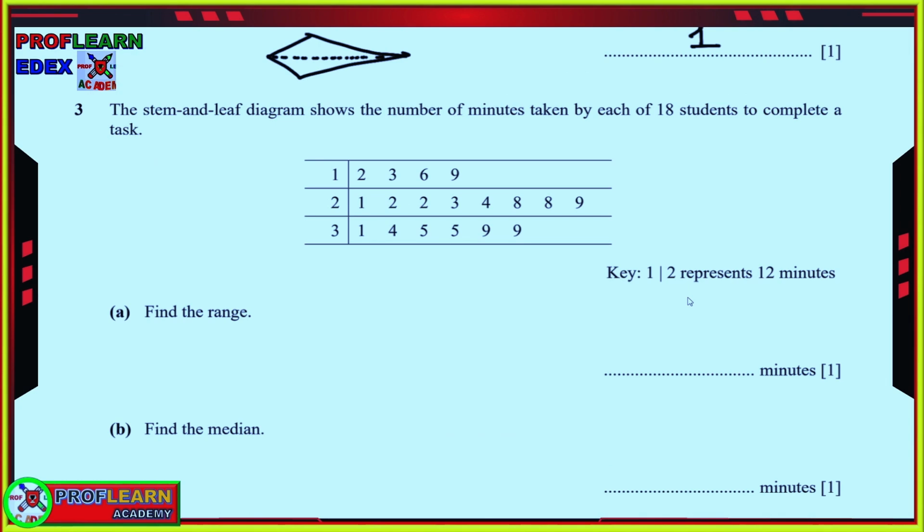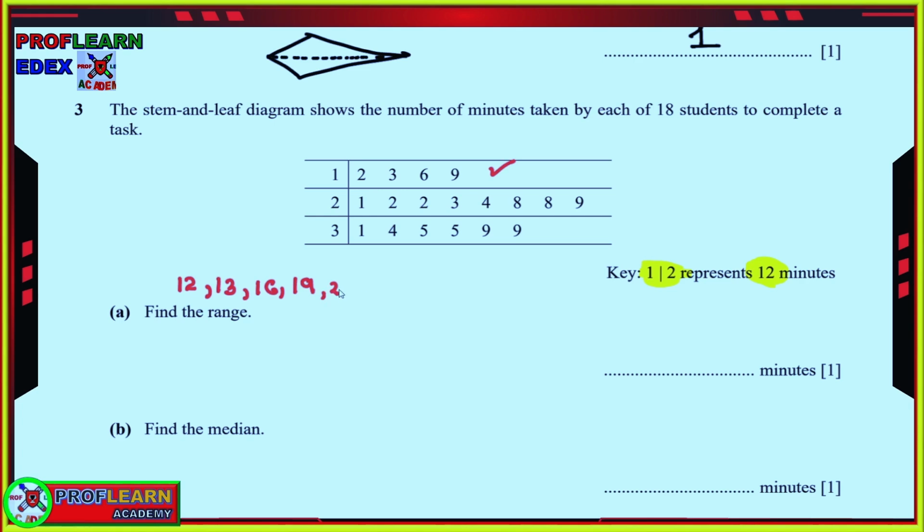Now we are supposed to find the range, and the range we know is the maximum value minus the minimum value, or the highest value minus the lowest value in the given data. In this case, we are given the key that 1 stroke 2 represents 12 minutes. So if we want to list the times, we're going to say 1 stroke 2 is 12, 13 is another one because we're in the first row, then we have 16, and 1 stroke 9 gives us 19.